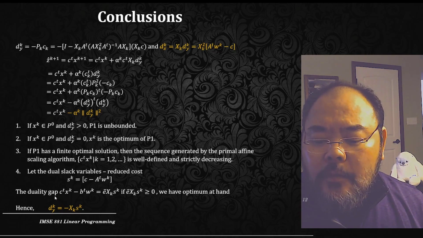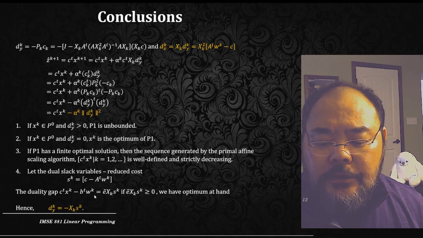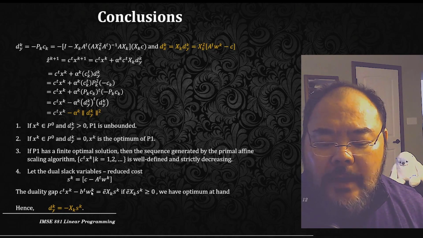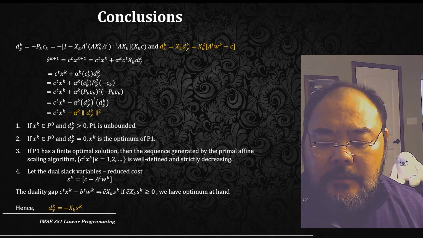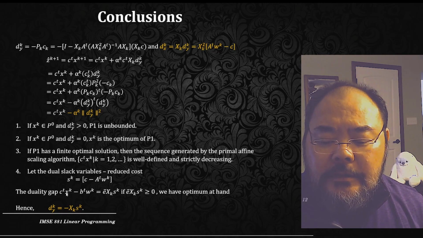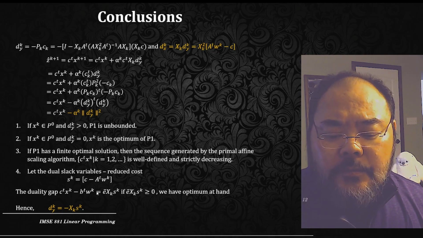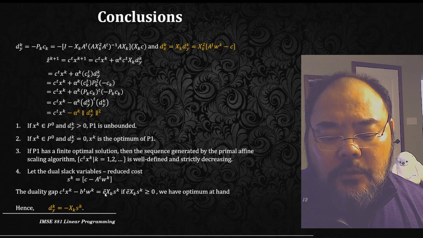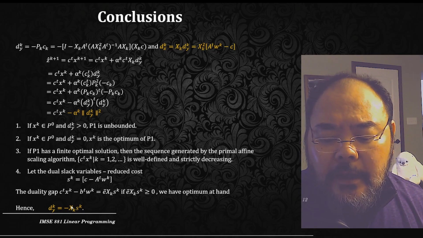Okay, and we can define the duality gap, which is the primal objective function c transpose times xk minus the dual objective function, which is b transpose times omega k, equal to e transpose times Xk sk, which is the inverse transform of y back to x times s. The s is basically c minus A transpose times omega k equal to s. So the duality gap is also well defined. And we can easily calculate dyk equal to negative Xk times sk.